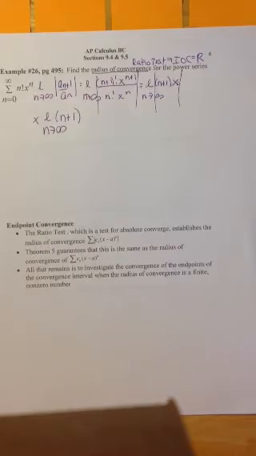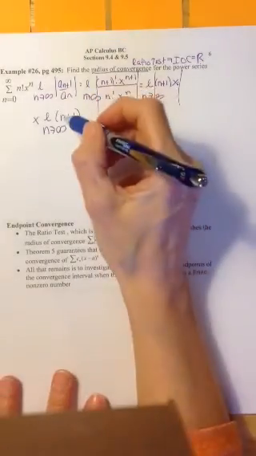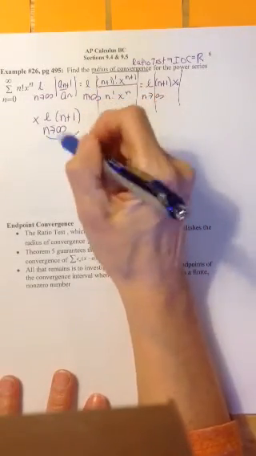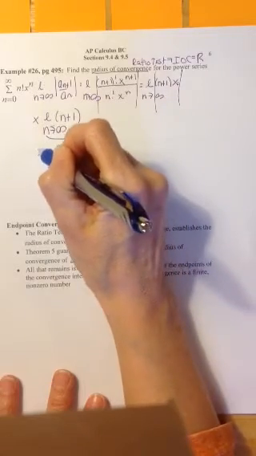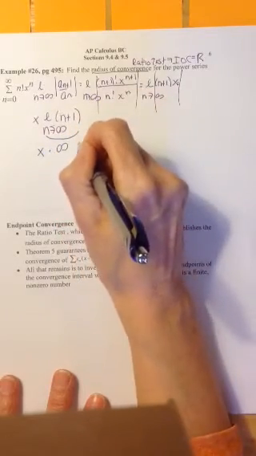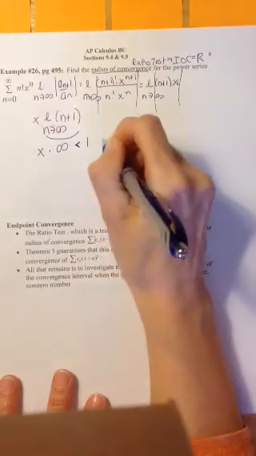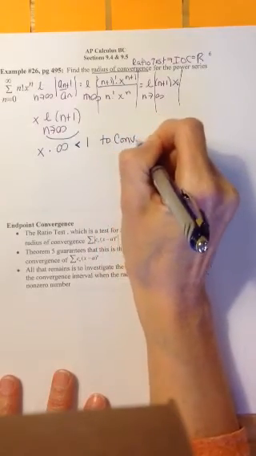Now, I want this thing to converge, but here's our problem, right? This limit is going to equal infinity. So we need to get x times infinity less than 1 to converge using the ratio test.